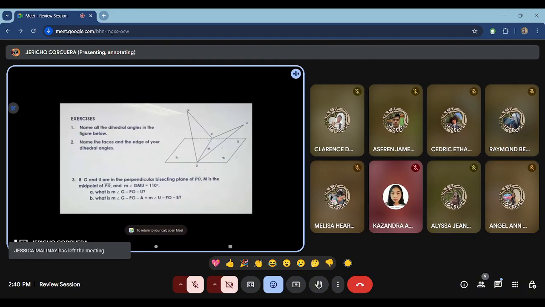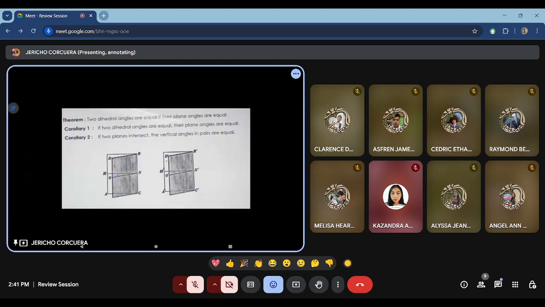I'm sure we all know this one already. Since the measure of the plane angle is the measure of the dihedral angle, it's 110. Then 35 and 35 because there are two. 110 plus 70 is 180 degrees. So let's continue. Two dihedral angles are equal if their plane angles are equal.